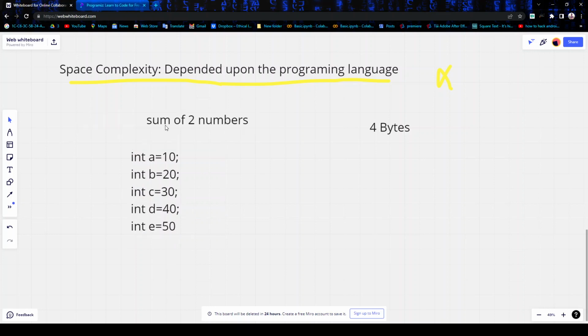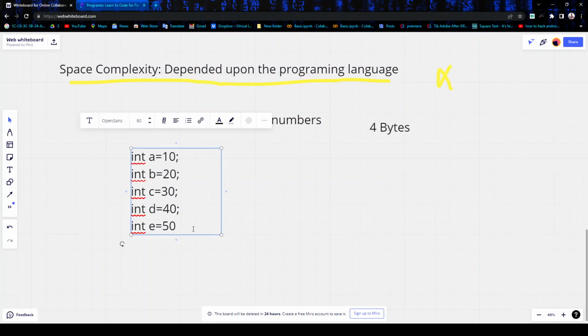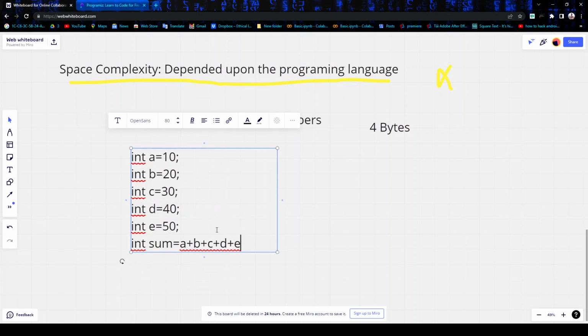Let me just change the question. Sum of 10, 20, 30, 40, and 50. So I'm just asking you to give me the sum of these values. And let's say you write your program in this manner, that is a plus b plus c plus d plus e. So what will this approach do? It will initialize five variables, a to e. So 5 fours are 20, and then the sum will also take up 4 bytes. So 20 plus 4, 24 bytes. So this whole program is running and it is taking the space of 24 bytes in the memory.